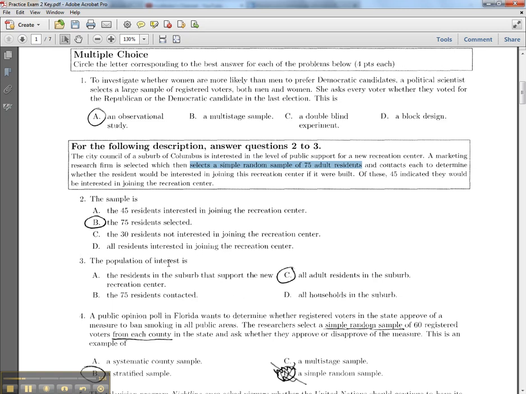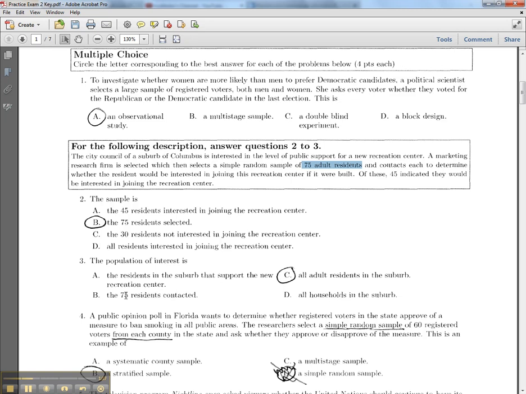Number 3 says the population of interest is, okay, so it says on the very top that this is the city council of a suburb of Columbus. All right. And then they took 75 adult residents from that suburb. So of the 4 options that we have, letter A says the residents in the suburb that support the new recreation center. That's not the population. We're looking for much more than just the people that support.